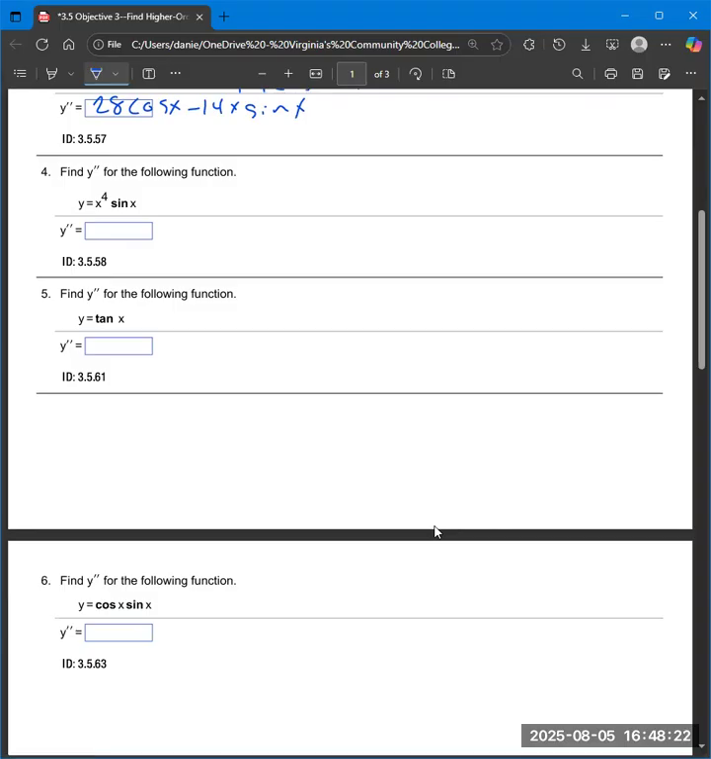Derivative of x to the fourth, leaving sine alone, plus leave x to the fourth alone, differentiate sine. Now we differentiate this part, leave this alone, and then leave this alone, and differentiate this, and then differentiate this, and leave that alone, and then finally leave this alone and differentiate this, and combine our like terms.